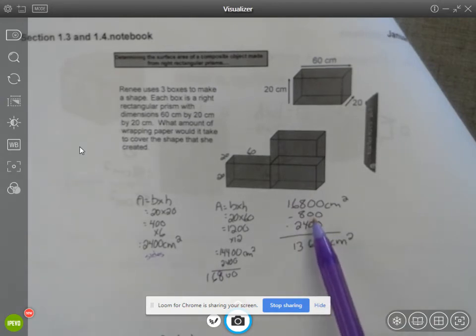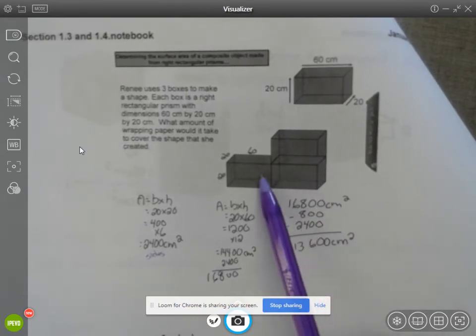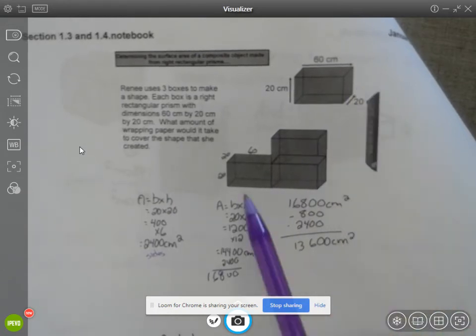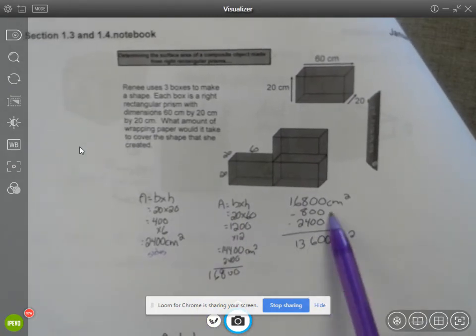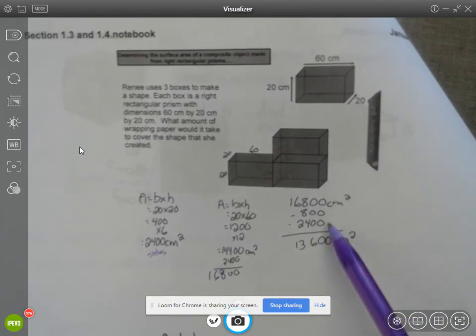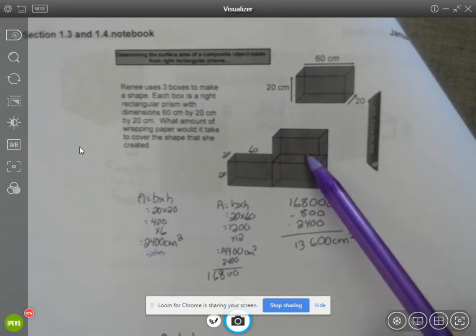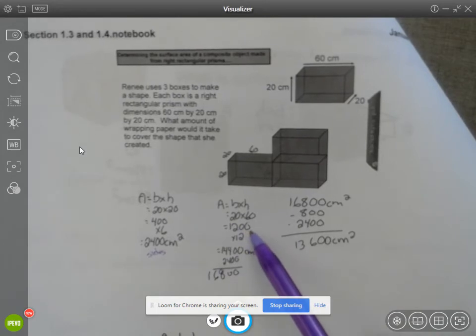Now, just like with the Cuisenaire links, when I stacked these together, I lost some sides. So I lost 800 because I lost 1, 2 of these little sides, right? I lost this one and the matching side of it over here. One of them is 400, so 2 sides would be 800. Then when I stack this one on top of this one, I also lost the bottom of this top one and the top of the bottom one. So if one of them is 1,200 and I have 2 of them, I'm losing 2,400, which gives me 13,600 centimeters squared.